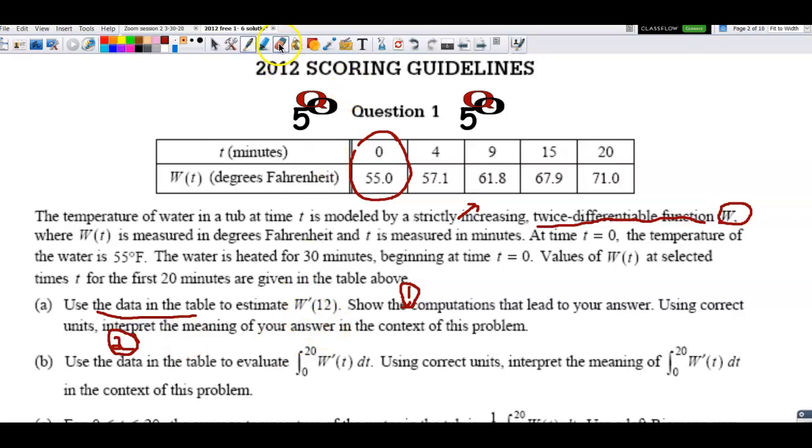We know that from class when we estimate a derivative from a table of values. So we're trying to estimate the derivative at 12, but notice the number 12 is not in the table. However, 12 is somewhere in between 9 and 15. So we know when we're estimating a derivative, we're going to go one data value above and one data value below, and we're simply going to do change in y over change in x, which is simple basic slope. But you must show the difference quotient to get your point.